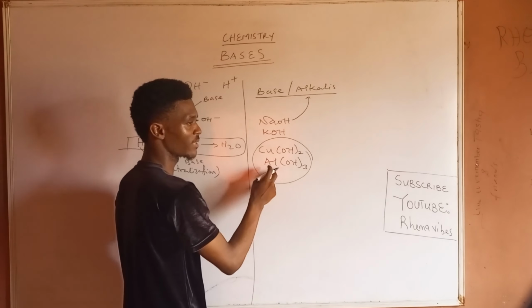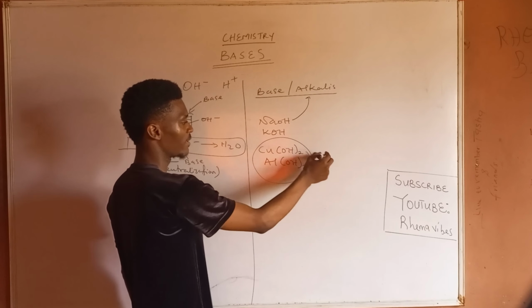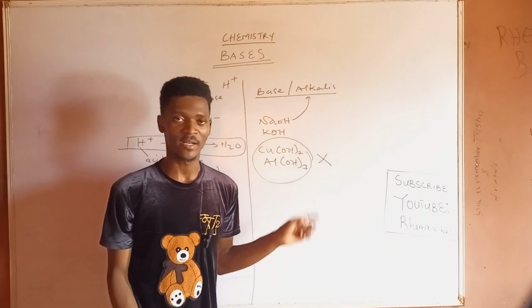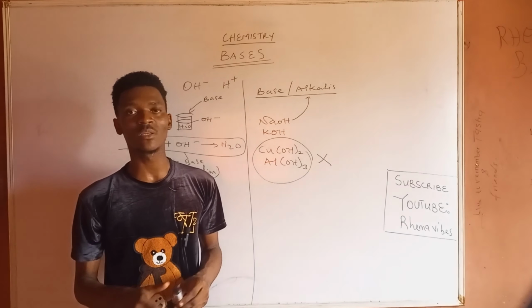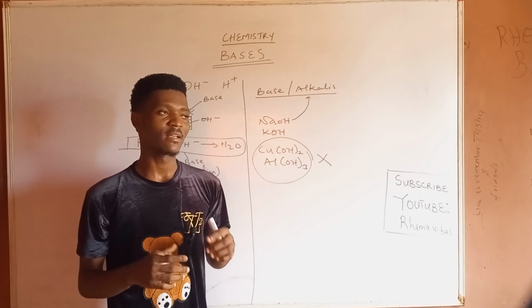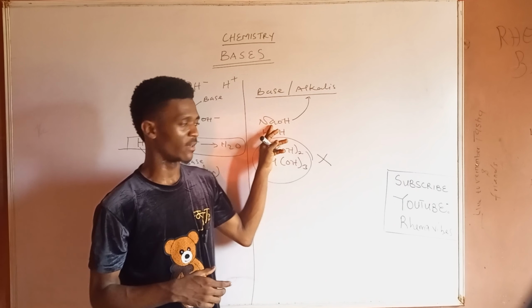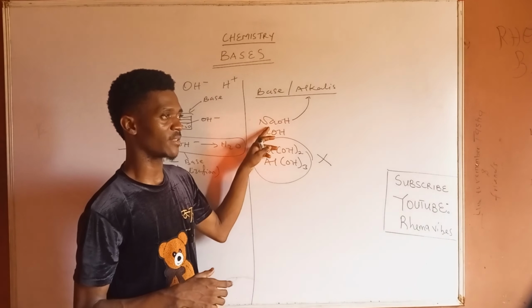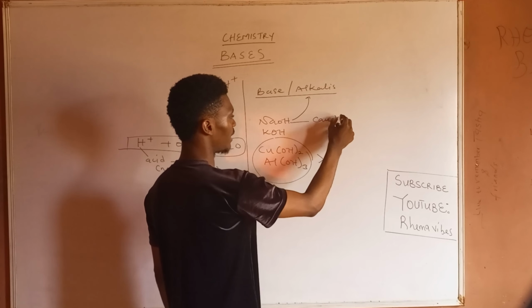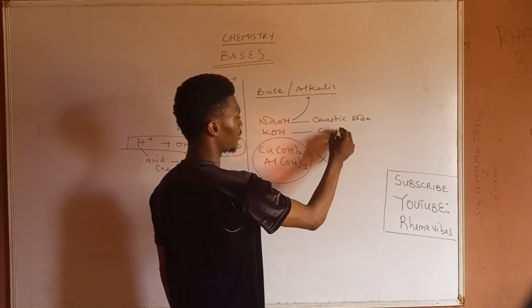Now look at these two. These two are simply hydroxides. They are bases, no doubt, but then again, they are not alkalis. Why? Because they are insoluble in water. All right, so it is only those soluble hydroxides that are considered as alkalis. And classical examples of them are the caustics. Yeah, they could refer to these two as caustics. Now you could call this caustic soda, and you could call this one caustic potash.